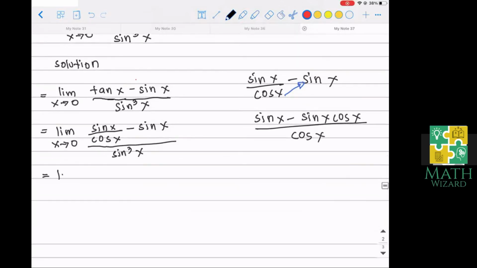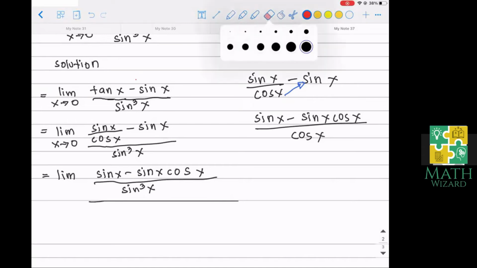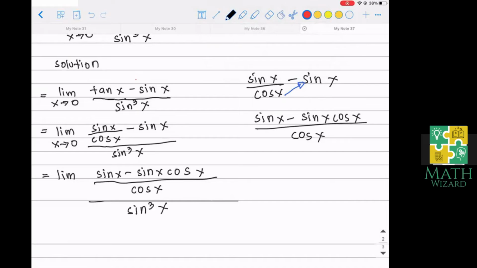So, isulat natin dito. The limit of sin x minus sin x cosine x over sin cube x. Okay. Over, meron pang mali. This is not yet sin cube x. This is cosine x. Cosine x over the sin cube x as x approaches to 0. Center lang natin. As x approaches to 0. Rewrite ko lang.